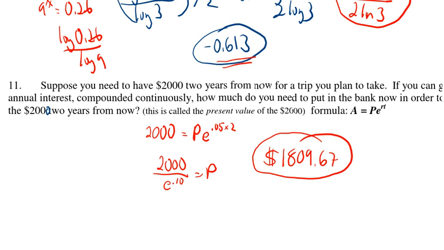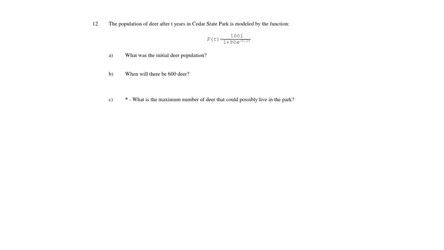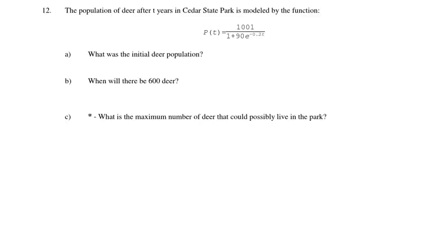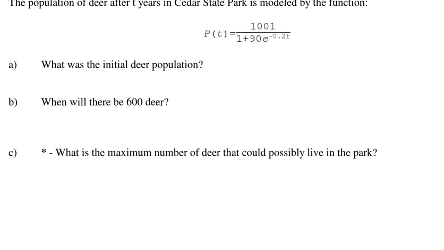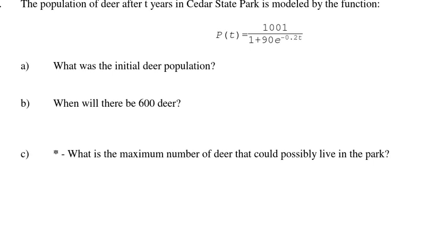Okay. Victoria, what's the initial deer population here? I got 11. Yes, nice job, 11. It's really 1,001 divided by 1 plus 90. So 11 deer.